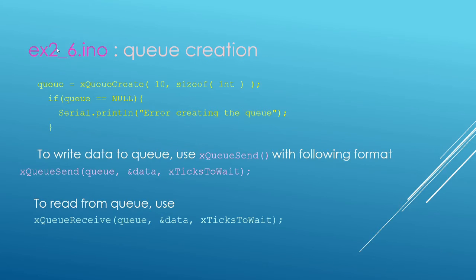In example 2.6, we show how to create a queue. A queue is like a buffer. This is a first in first out buffer that can be used to exchange data, to receive data from one end to the other, and we create the queue using xQueueCreate like this, and the size of the queue.